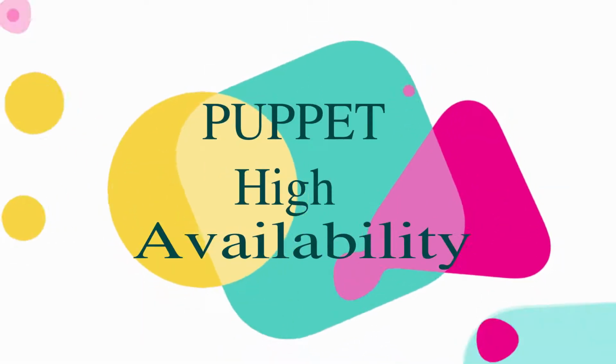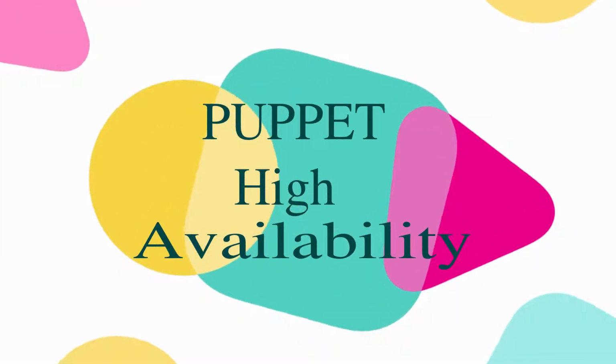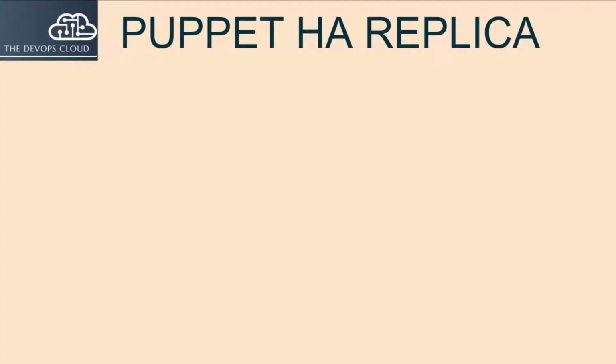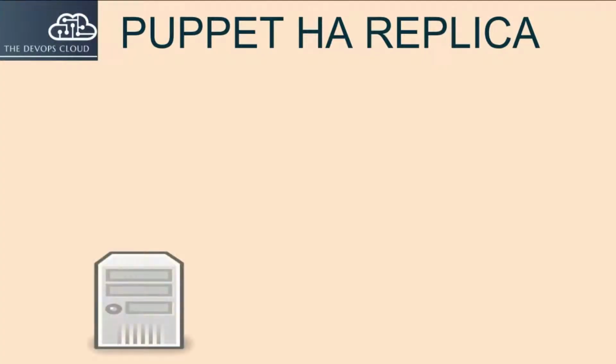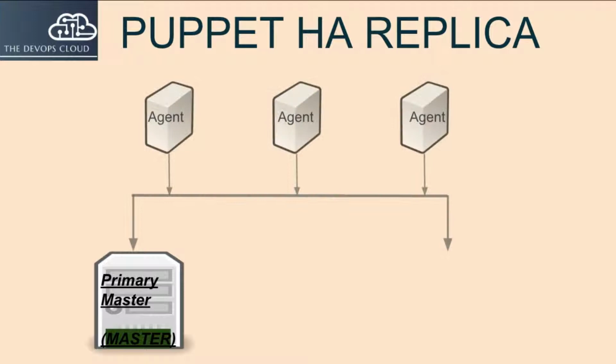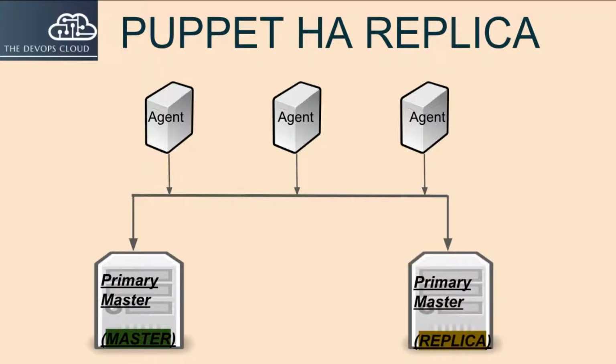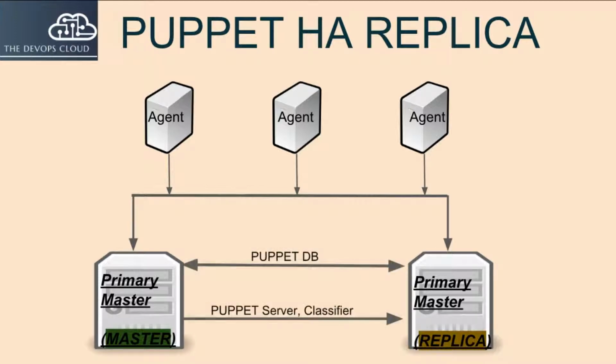In this lecture we will learn about the Puppet High Availability or Replica Primary Master. High Availability configuration creates a replica of your primary master. The primary master is your Puppet master or, if your installation includes compile masters, your master of masters. The replica node is called the primary master replica. You may only have one provisioned replica at a time.